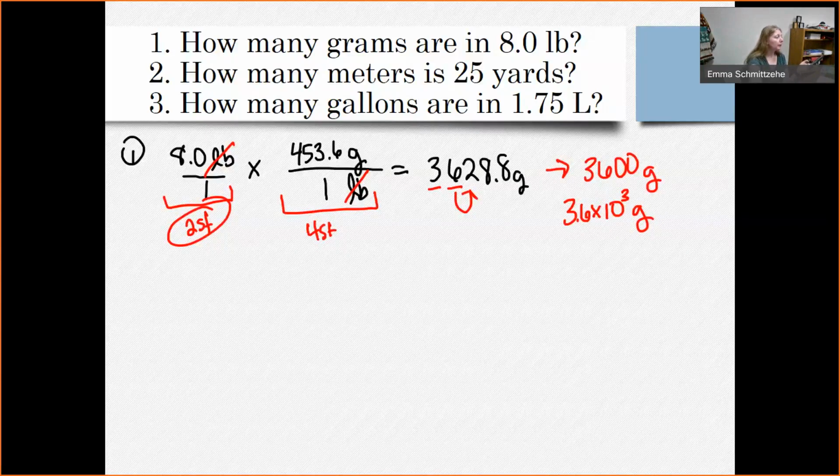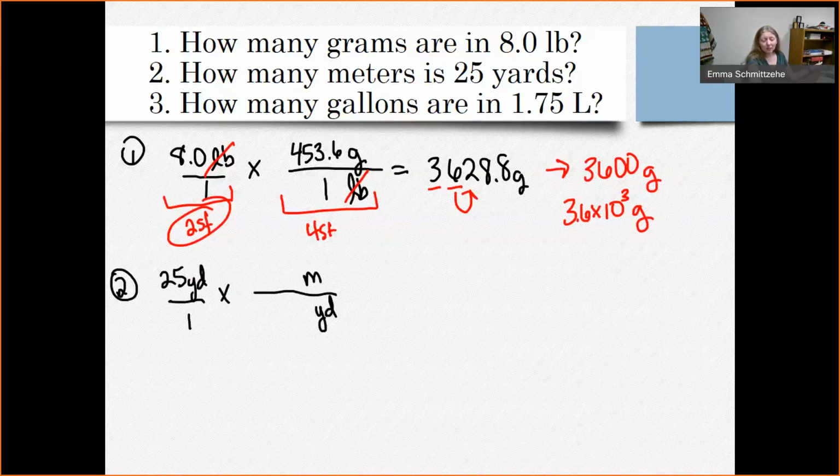Okay, now on to the next one. Let's do number 2. I want to know how many meters are in 25 yards. So I have 25 yards. Okay, and I don't want yards, so I put yards opposite. So remember, if it's a standalone value, it's really over 1. And then meters on top. Okay, that'll get my units where I need them.